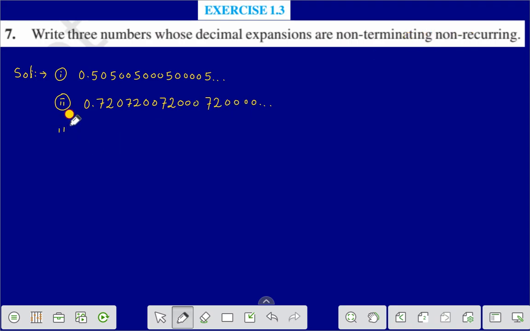Let us take another example. For example, we are taking a number like 0.0810. Then again we are taking 200, 8. Again we are taking 3 zeros, 8. Again we are taking 4 zeros, 8. If we continue this number, then this decimal will be non-terminating and non-recurring, right?